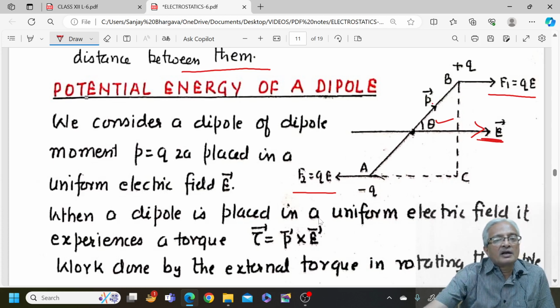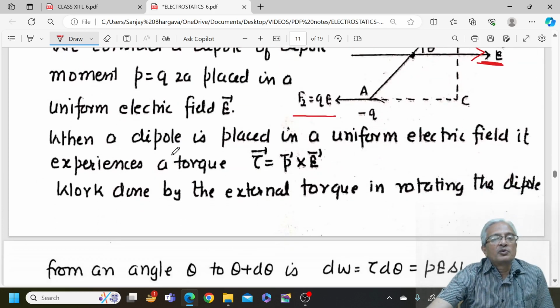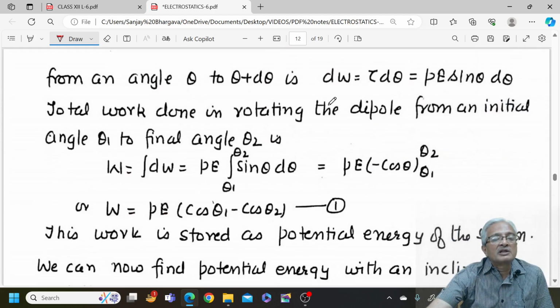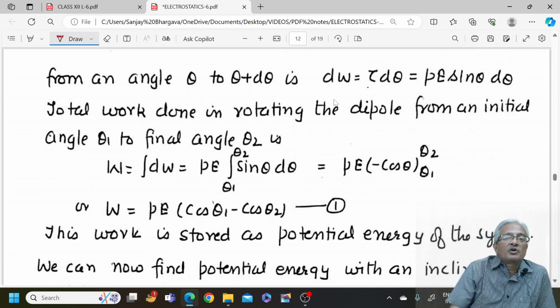Now we consider a dipole of dipole moment P equal to Q into 2A, placed in a uniform electric field E. When a dipole is placed in a uniform electric field, it experiences a torque. What is the role of the torque? The torque tries to rotate the dipole. So the work done by the external torque in rotating the dipole from an angle theta to theta plus d theta would be dW equal to integration of tau d theta. What is the value of the torque? It is P E sine theta d theta.